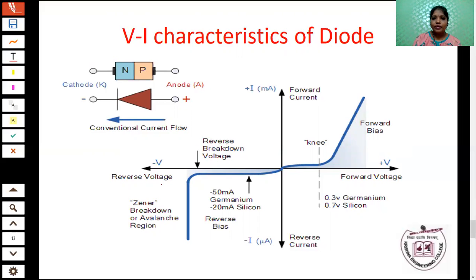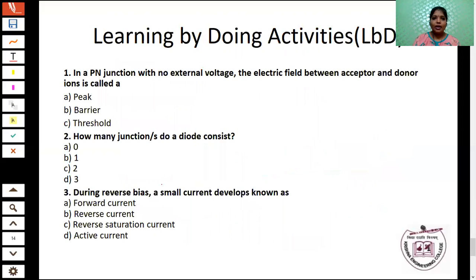Okay, so in this lecture, we saw the PN junction diode and the VI characteristics of the PN junction diode. Here I have given some learning by doing activities. So just pause the video and go through these three questions. Whatever knowledge you learned from this video, using that you are going to solve these three questions. So pause the video and try to answer these three questions. Okay. So I hope that you have answered these three questions. So now I will discuss the answers for these three questions.